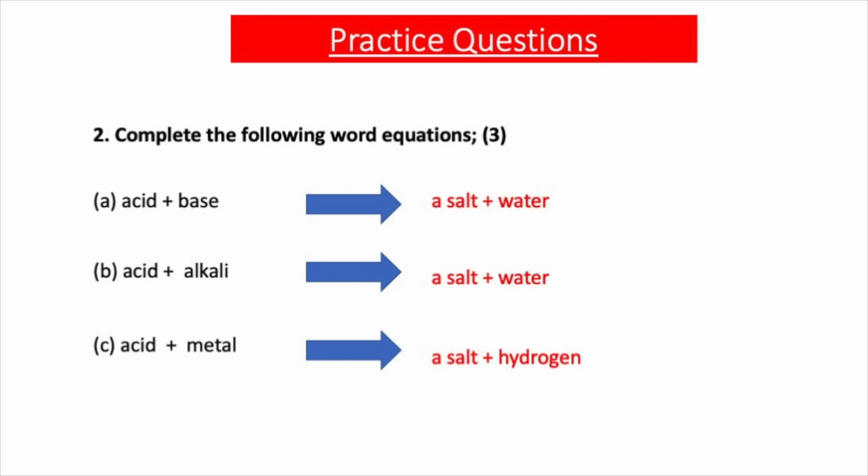So question 2 is asking you to complete the following word equations. Acid plus base will produce a salt plus water. Acid plus alkali will also produce a salt plus water, because remember, an alkali is just a soluble base. And acid plus metal produces a salt and hydrogen. 1 mark for each of those.